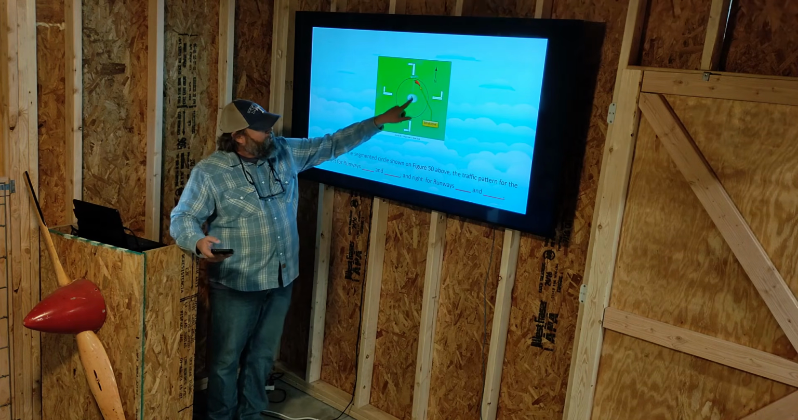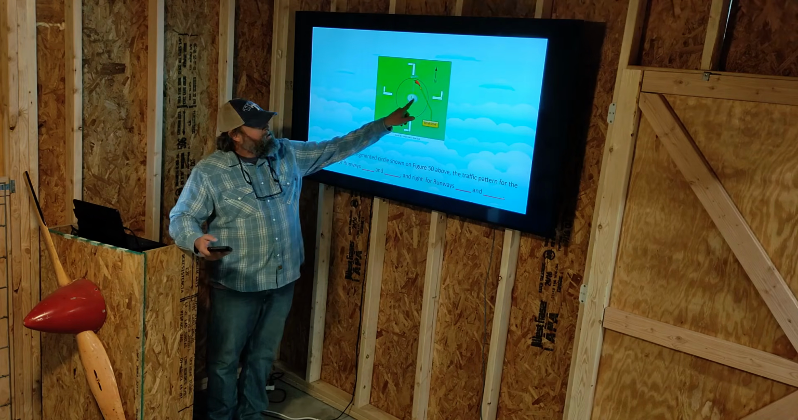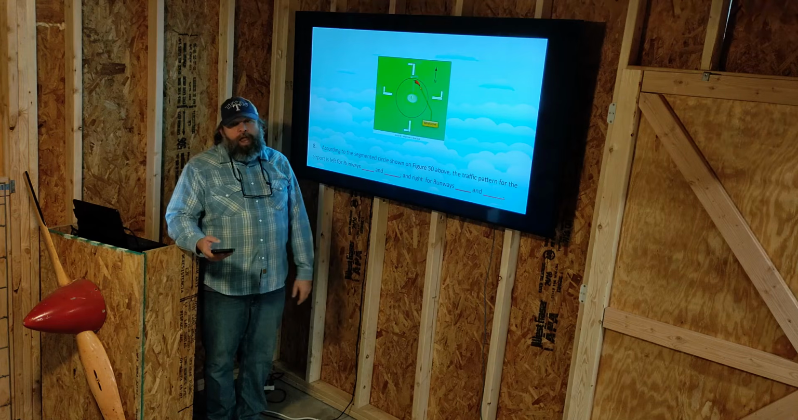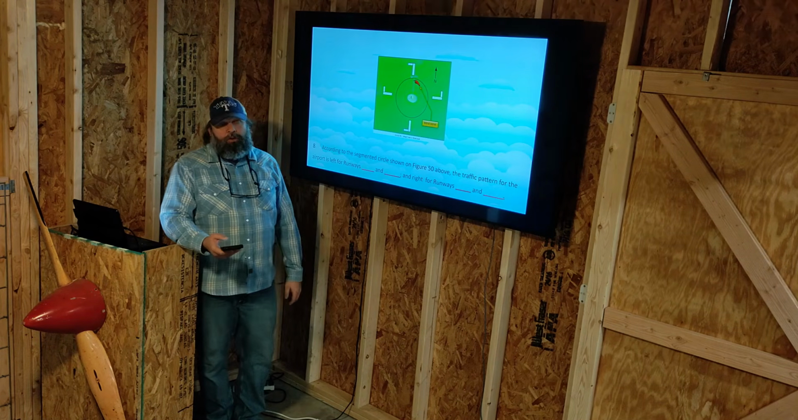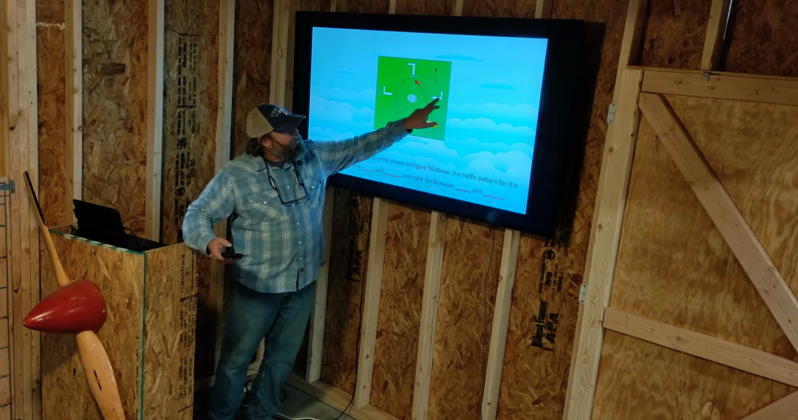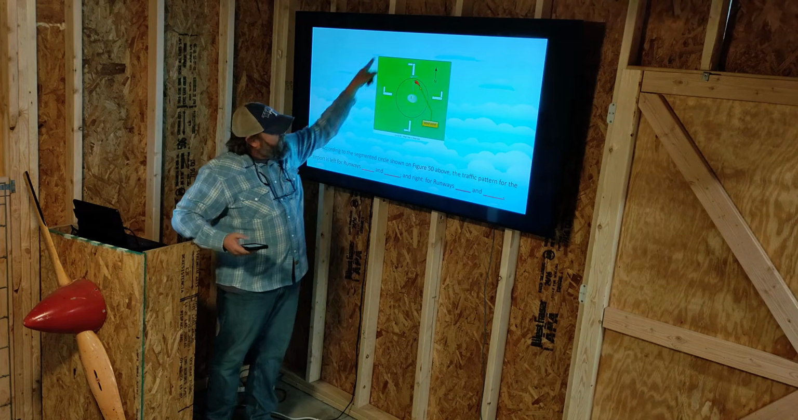360, 90, 180, okay, 270. I remembered it backwards then. Yep, so this is 90. Runway 9 is 90 degrees, right? And it is a left pattern. So you're flying that way, you're going to turn left.